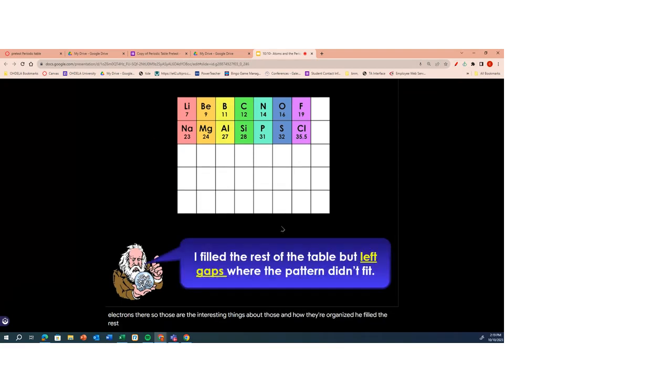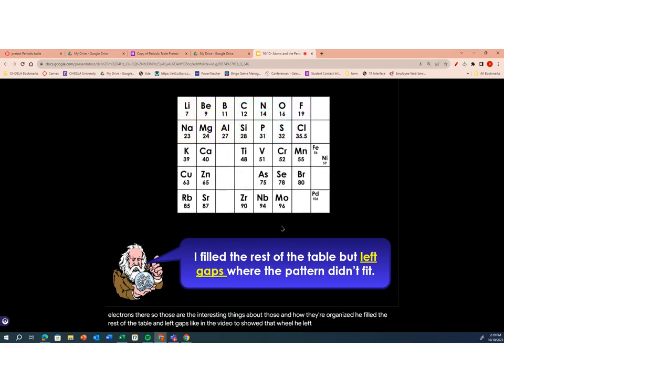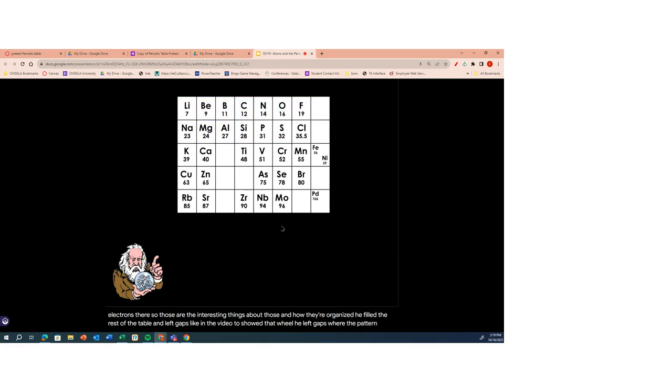He filled the rest of the table and left gaps, like in the video, to show where the pattern didn't fit. So he moved one of these over. It's like, hey, there should be something in there. So he claimed that the missing elements would be found and even predicted their properties in great detail.